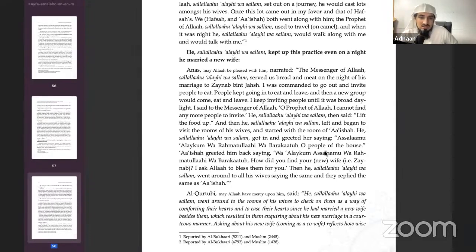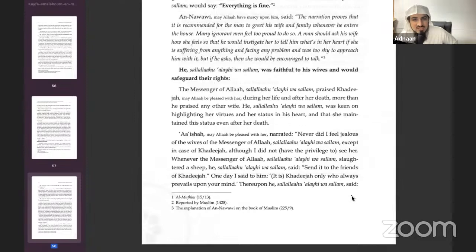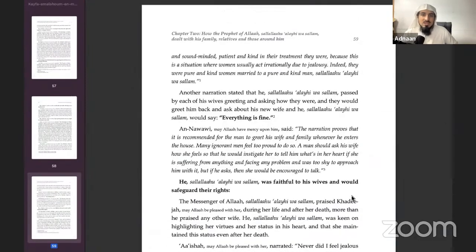Al-Qurtubi rahimahullah said, he sallallahu alayhi wasallam went around to the rooms of his wives to check on them as a way of comforting their hearts and to ease their hearts, since he had married a new wife besides them, which resulted in them inquiring about his new marriage in a courteous manner. Asking about his new wife coming as a co-wife reflects how wise and sound-minded, patient and kind in their treatment they were, because this is a situation where women usually act irrationally due to jealousy.